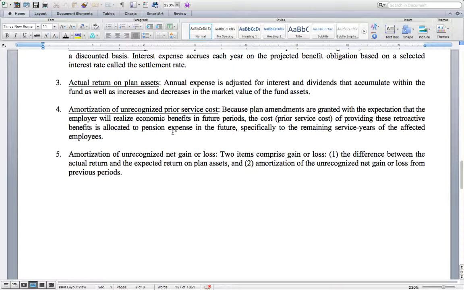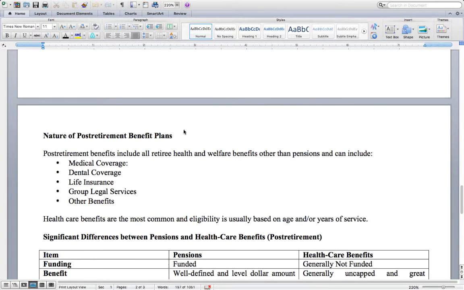And number 5 is the amortization of unrecognized net gain or loss. There are 2 items that comprise this gain or loss: 1, the difference between the actual return and the expected return on plan assets, and 2, the amortization of any unrecognized net gain or loss from previous periods.